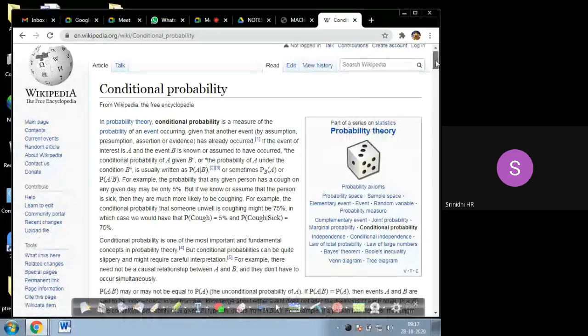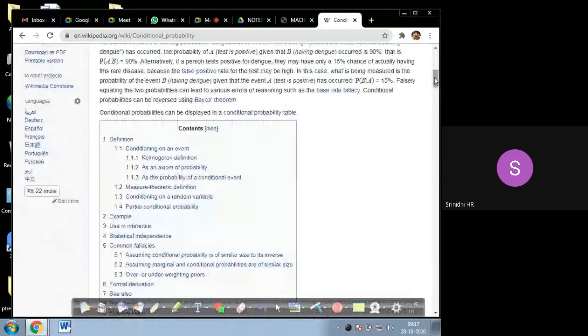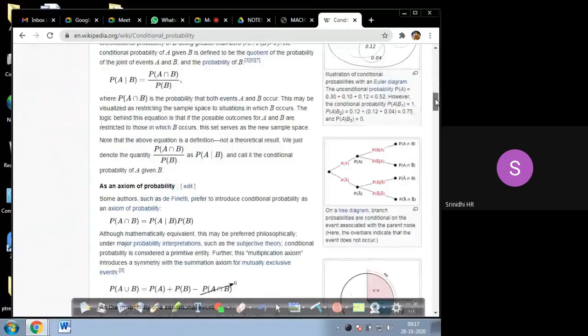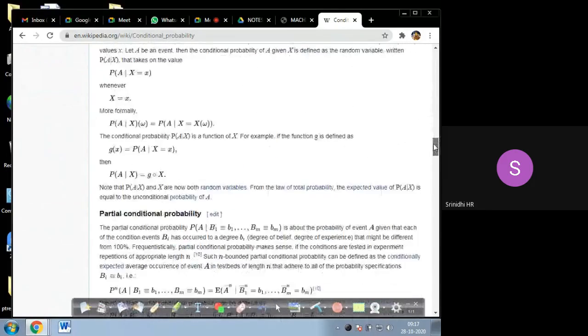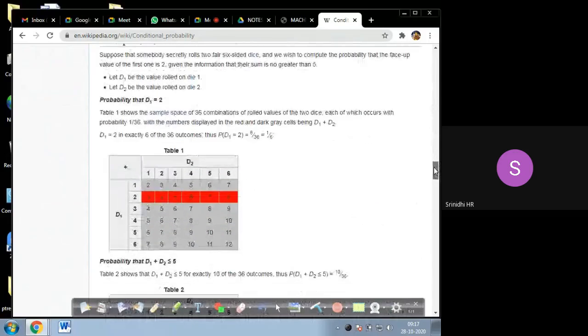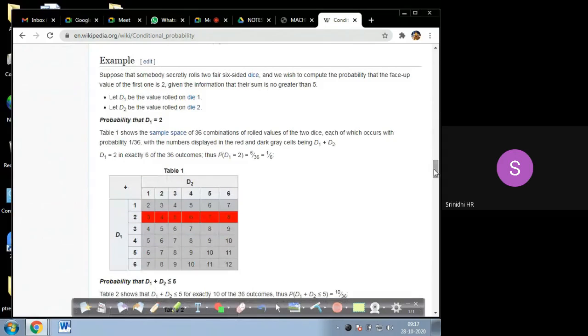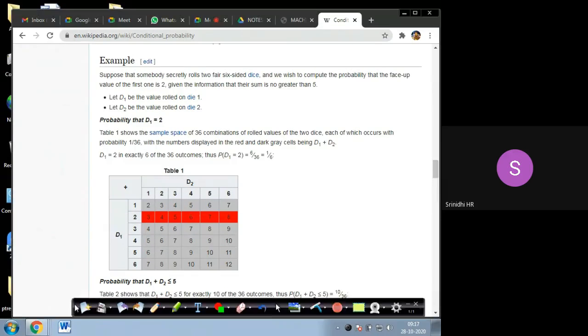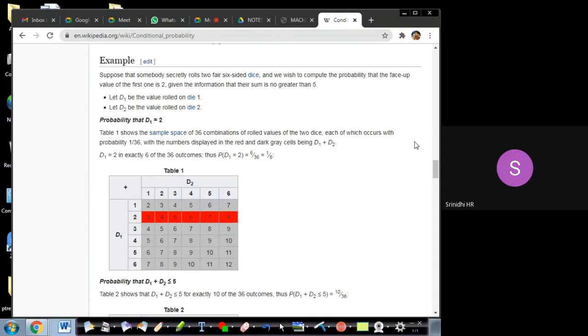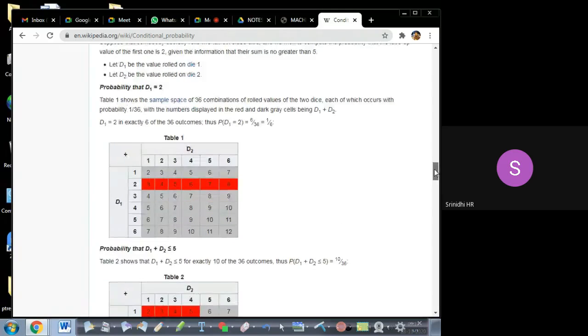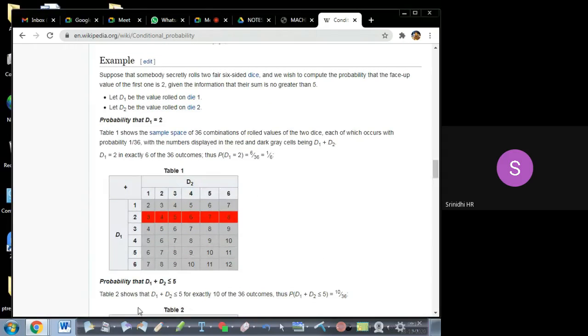See, if you are able to observe here, it has given a beautiful example with respect to conditional probability. I'll be taking one example here. Let's consider this particular example. I think you are able to see my screen. Yes, sir.